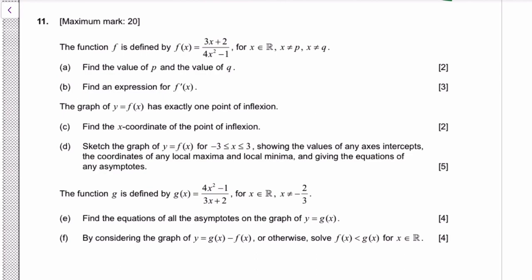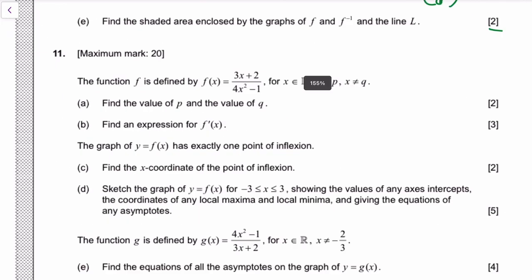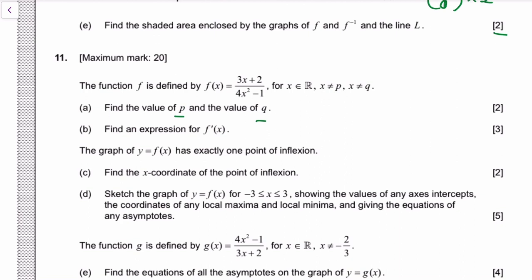Next one we have question 11. Find P and Q. P and Q are actually the values that cannot occur in the domain. So we know for a fraction the bottom cannot be 0. So we consider what happens if that is 0. We have x squared is 1 over 4, so x would be plus or minus half. That means P and Q would be half and minus half, right? Because x cannot be half or minus half.